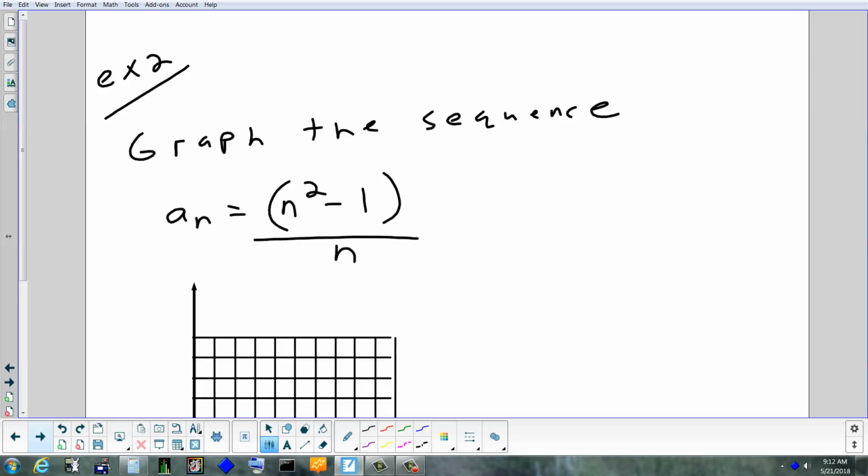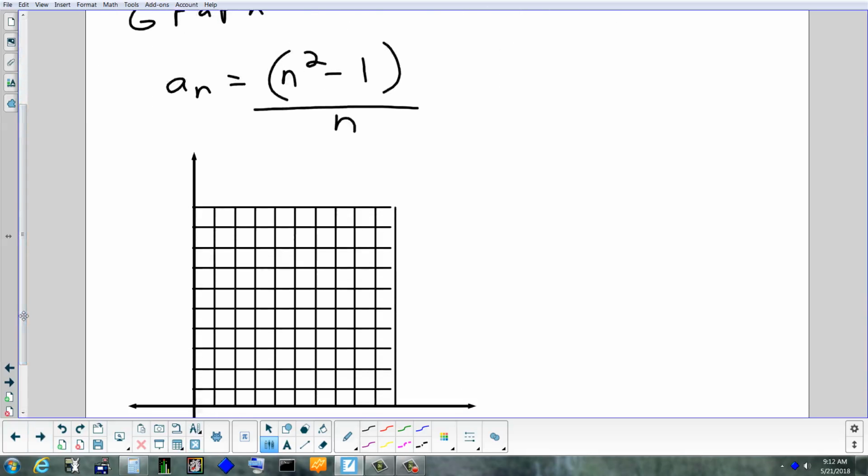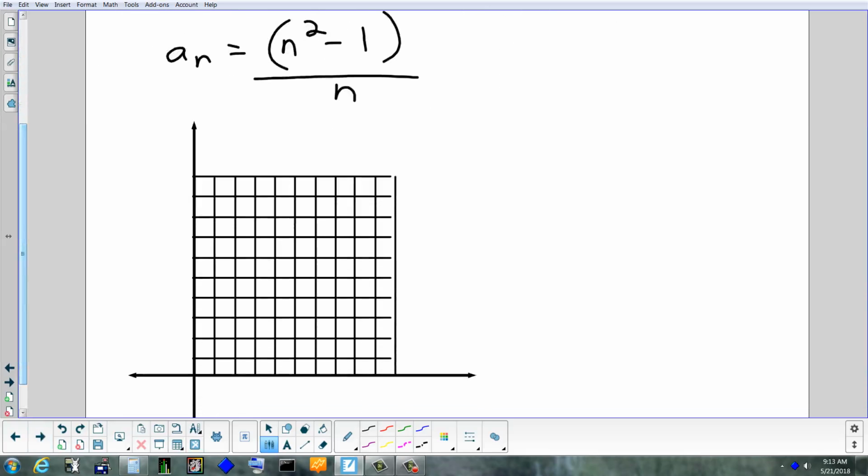Okay. So let's try the same thing with the formula we just had before. A sub n equals n squared minus 1 over n. Now, I'm only going to graph the first 3 terms, okay, because this gets pretty big. I think the 15th term was almost 15, and that's going to go off my grid. All right, so when we did this out, what was our first term? What did that come out to? Yeah? 0.